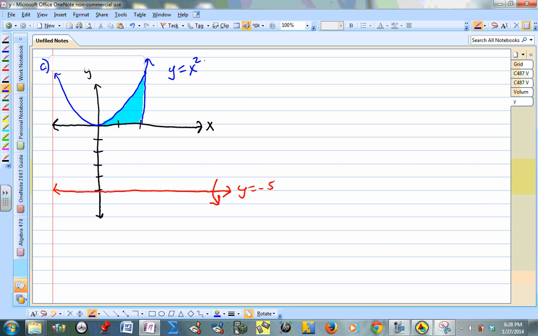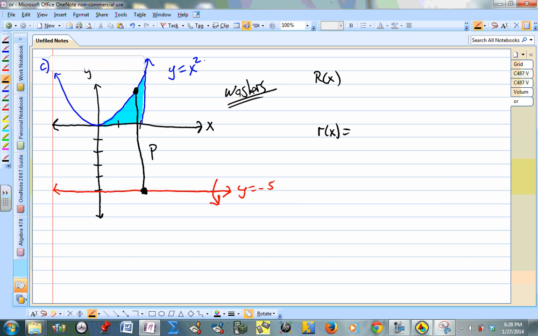Now, we need to identify if we're going to use discs or washers. And we can tell from inspection that we're going to use washers because there's a big white space right here between the shaded region and the axis of revolution. With this, we know we're going to need a big radius, and we know we're going to need a little radius. So let's start identifying. To identify the big radius, we're going to draw a segment from the axis of revolution to the far end of the shaded region. Okay, that's our big radius.